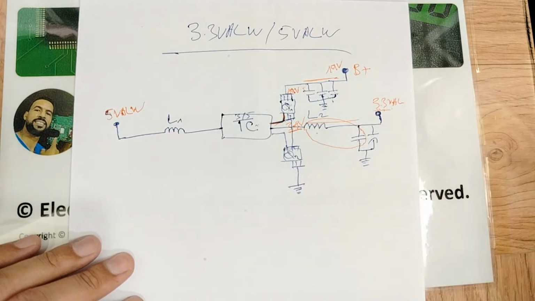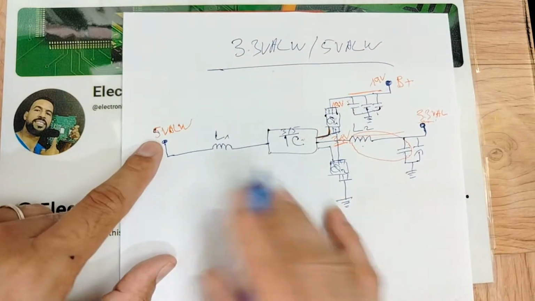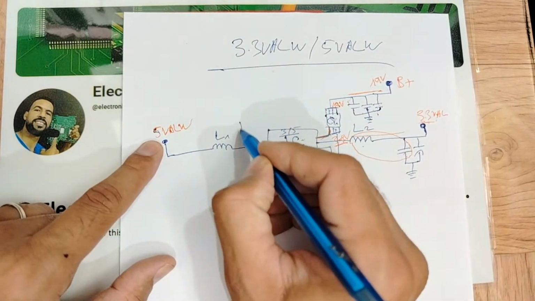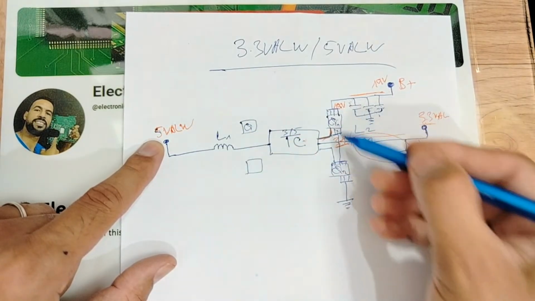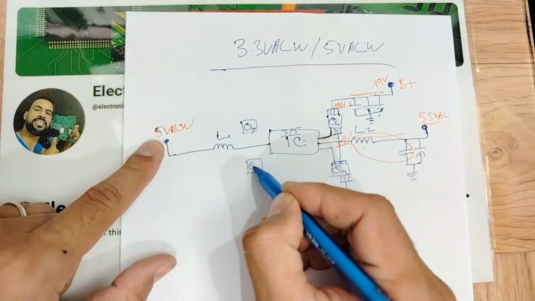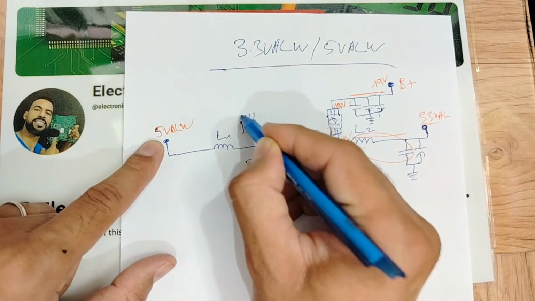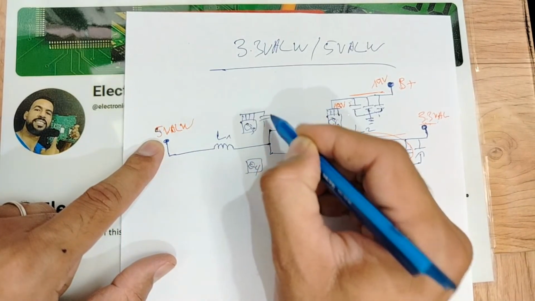The same, my friends, for the 5-volt circuit. We have the IC, we have 2 MOSFETs or 2 switches basically. So Q1, Q2, Q3, and Q4. The drain also will be connected to 3 ceramic capacitors.